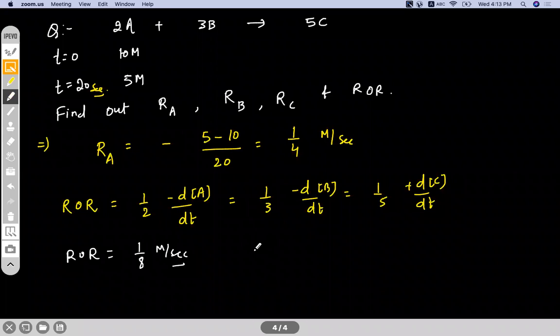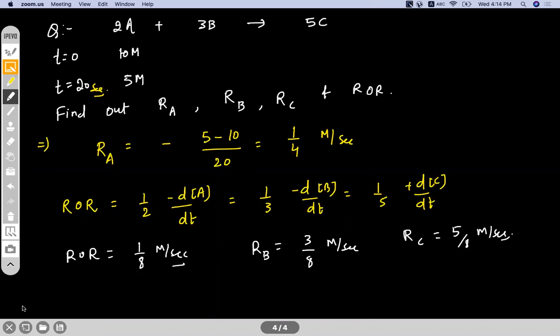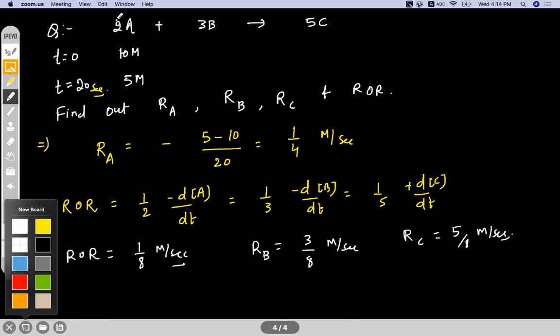The rate of B, RB, is minus d[B] by dt, right? So RB is 3 into 1 by 8, that is 3 by 8 molar per second. And RC is 5 by 8 molar per second. Simplest one, right? This was the basic question. So if you know the data for one reactant, then with this relation we can find out the rate of the other reactant or product that you have.